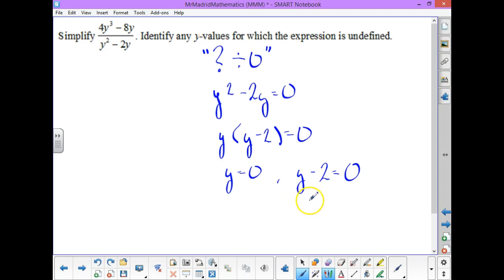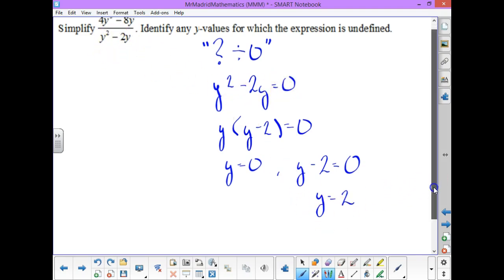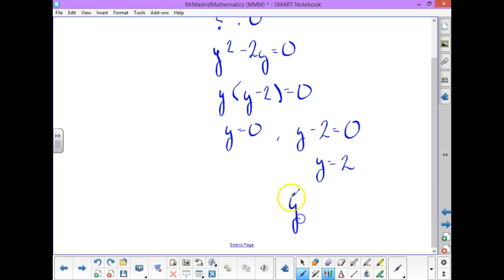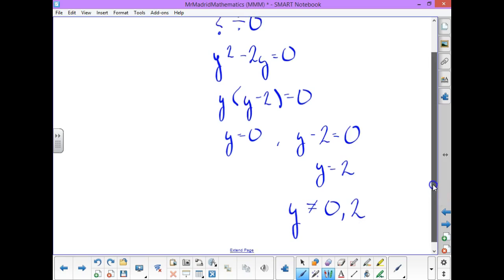So let me go and continue working this out. I'll add 2 to both sides and I get y equals 2. Now notice what I've done. Although I have solved this equation I've created, I've solved it for a reason, to find out the values that I do not want to actually make this into 0. So therefore, people, okay, in terms of this rational expression problem, I cannot allow y to be 0 and 2.